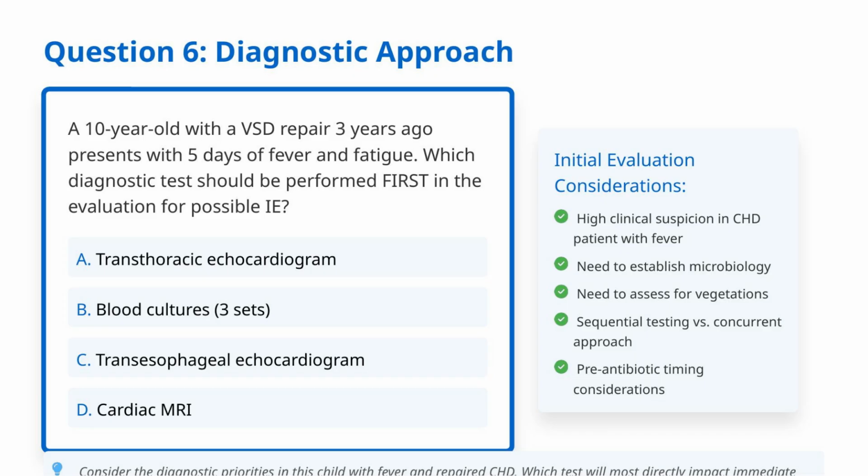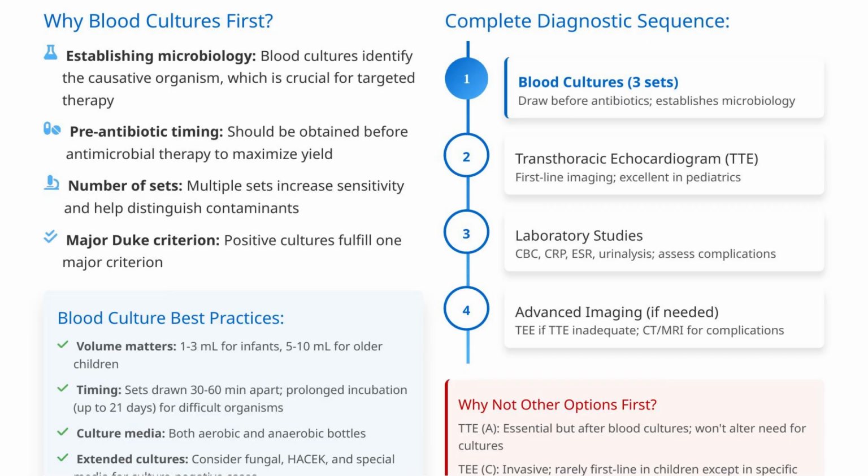Which test will most directly impact immediate management and potentially fulfill a major Duke criterion? The correct answer is B. Blood cultures, 3 sets. Blood cultures should be the first diagnostic test in the evaluation for possible infective endocarditis for several critical reasons. First, they establish the microbiology by identifying the causative organism, which is crucial for targeted antimicrobial therapy.